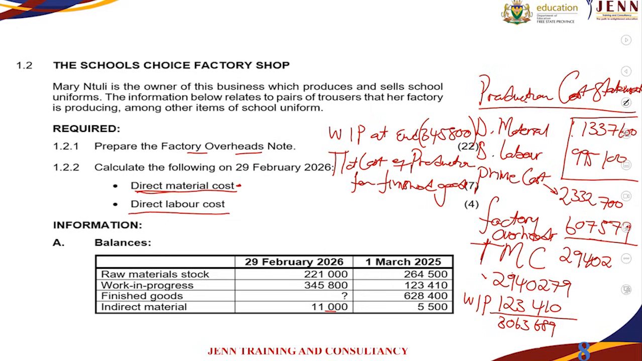All right. Now, after having this total of 30,636,689, now we have to subtract our work in progress at the end, which is 345,800.